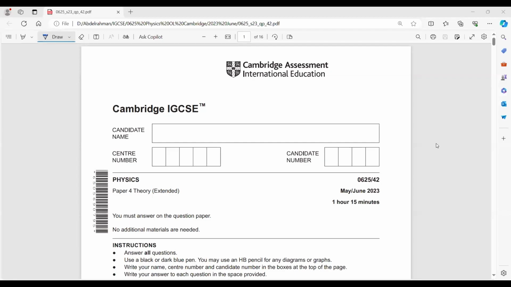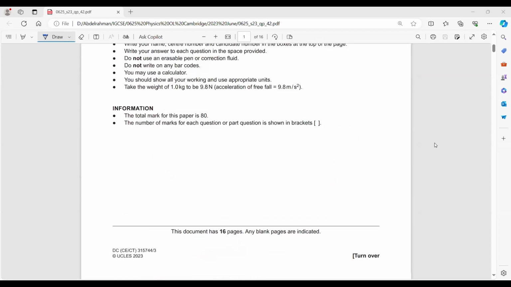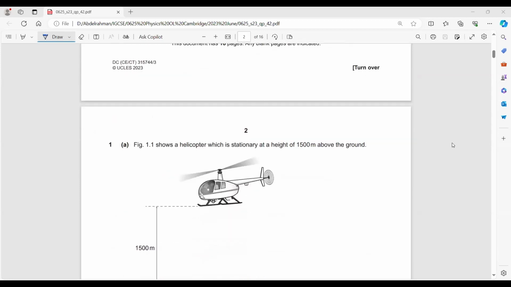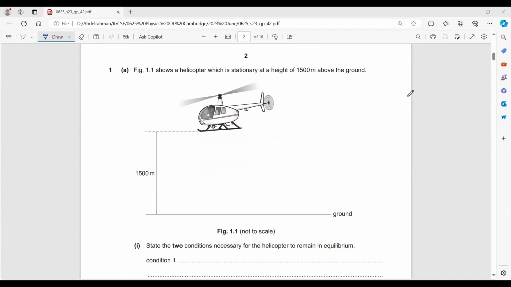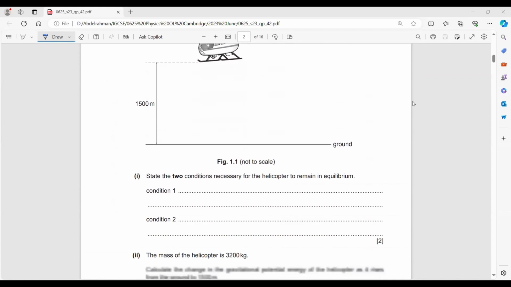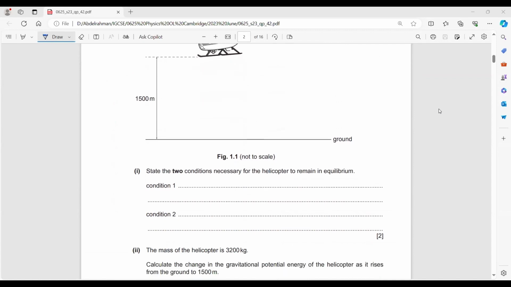Okay. May, June 2023, paper 4, variant 2. Question 1 shows a helicopter which is stationary at a height of 1500 meters above the ground. State two conditions necessary for the helicopter to remain in equilibrium.